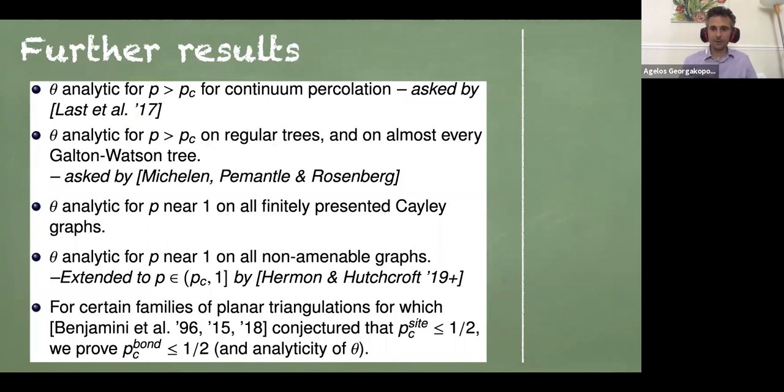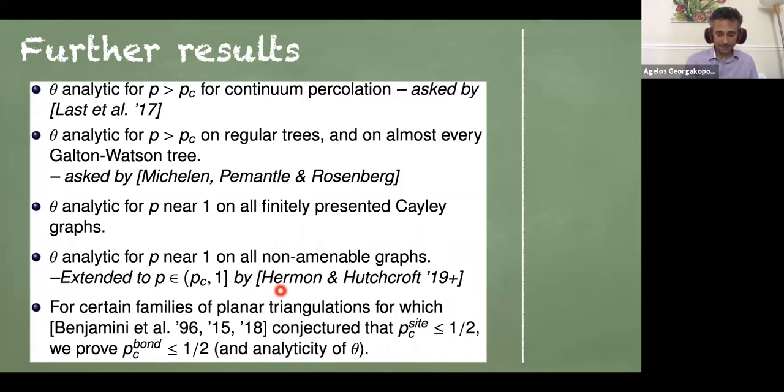Let me mention that with various subsets of the ingredients that I used before, we could get some further results with Christophoros. We could prove the same result for continuum percolation. We proved analyticity of theta on deterministic or Galton-Watson trees. This had been asked by these people before. In a more exotic setup, we proved analyticity near 1 for every finitely presented Cayley graph, and also near 1 for every non-amenable graph, for example, on hyperbolic tessellations of the plane, like those we saw last week.